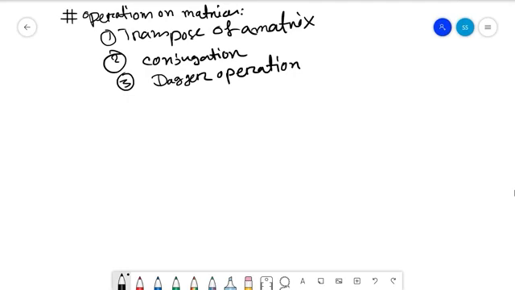Today we'll be talking about three operations on matrices. The first one is the transpose of a matrix. Second one will be a conjugation, how we can conjugate matrices, and the third one is called a dagger operation. So let's start. The first one is what we call transpose.